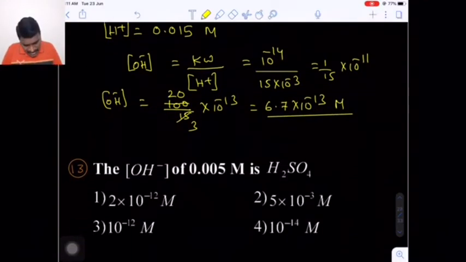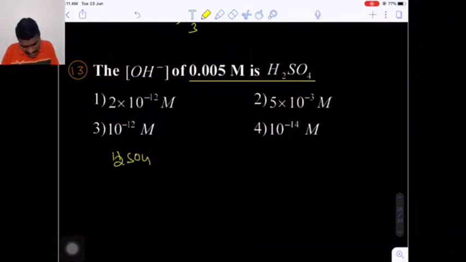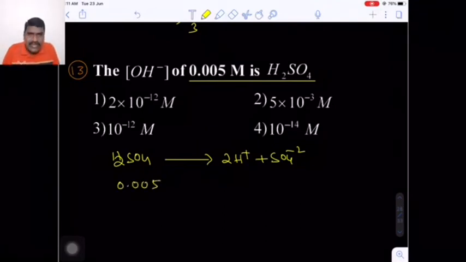Now come to the next question, question number 13. Here 0.005 molar sulfuric acid is given. Remember, sulfuric acid contains 2 H+ ions. Yes or no? 2 H+ ions. What is the concentration given to you? 0.005. 1 mole of sulfuric acid will produce 2 moles of H+ ions. So 2 into 0.005 moles of H+ ions, which is equal to 0.01 moles. Yes or no?